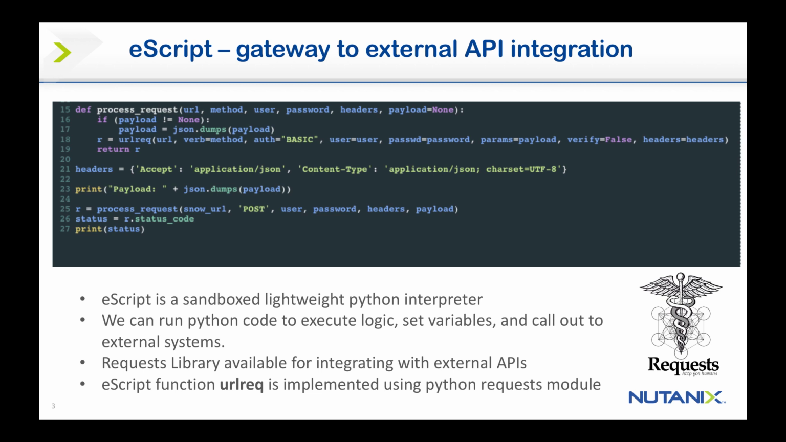To talk to the Infoblox REST API, we utilize eScript inside of our blueprint. eScript is a lightweight Python interpreter that we can use when defining our automation task inside of a blueprint. For this demo, we leverage the request library available in eScript for us to integrate with the Infoblox REST API.